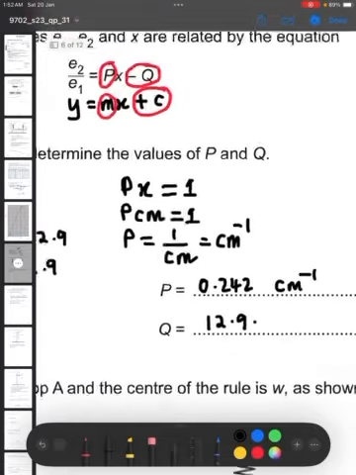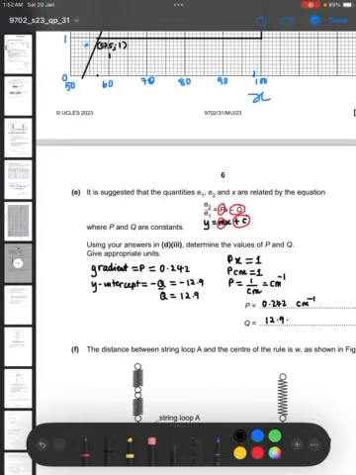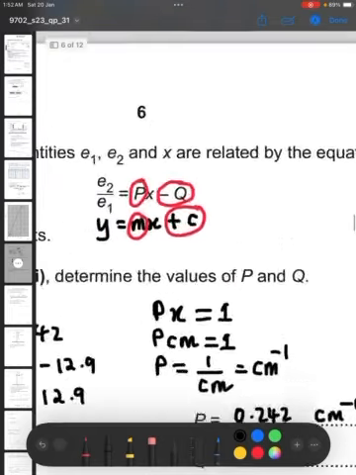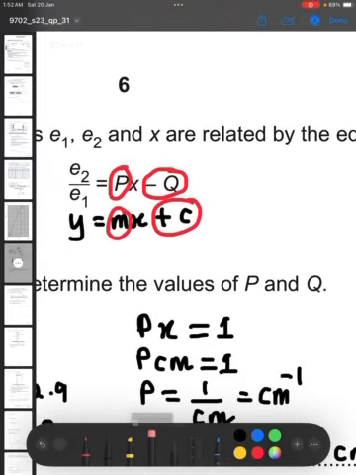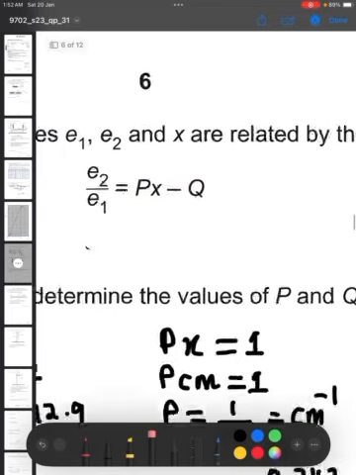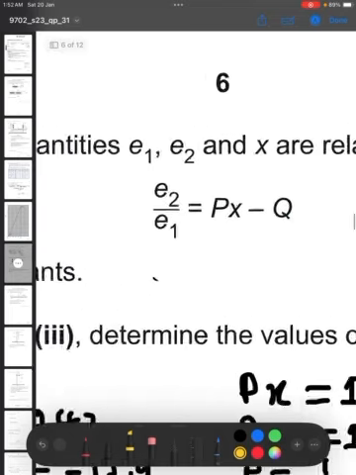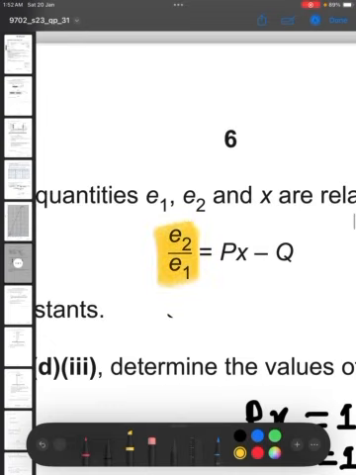Now, the next thing they said is give appropriate units. To give appropriate units, I must show you how we find them. To find appropriate units, we must be very careful. Firstly, it was known from the table that this does not have any units.